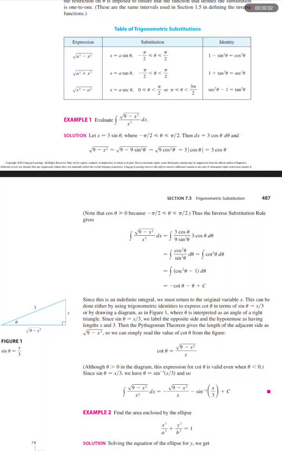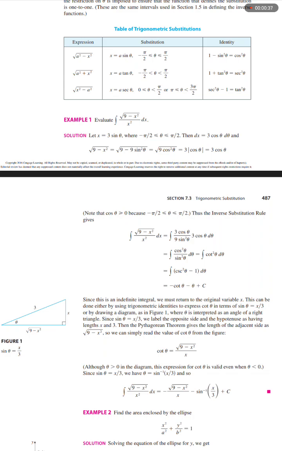Example 1. Evaluate the integral of the square root of 9 minus x squared over x squared dx. Let x equal 3 sine theta, where negative pi over 2 is less than or equal to theta, and theta is less than or equal to pi over 2.